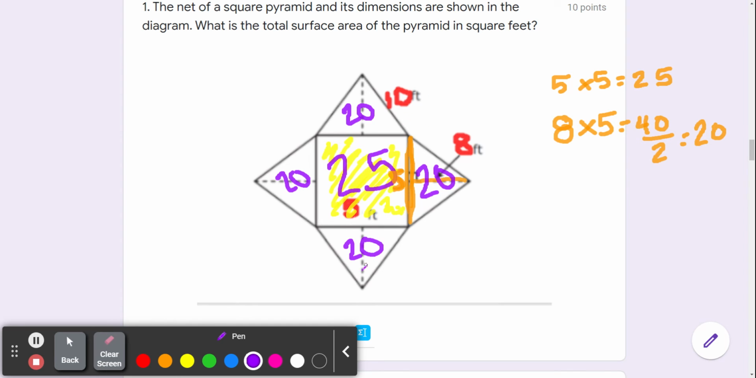This 10 here is an extra number. You don't need it. It's called a distractor. It's meant to confuse you. You don't need that number. It's extra. So now all I have to do is add all of my areas up. So I have the 25 plus 20, 40, 60, 80. And if you don't know where that 80 came from, I added the 20 4 times, and that was for the 4 triangles. So 25 plus 80 is 105. So that's going to be what you type in here.